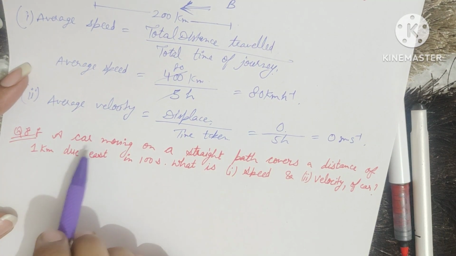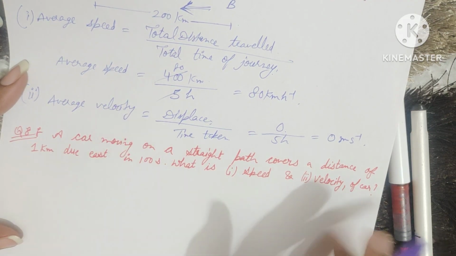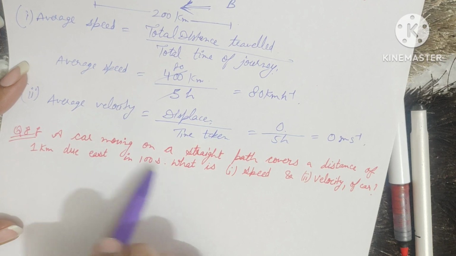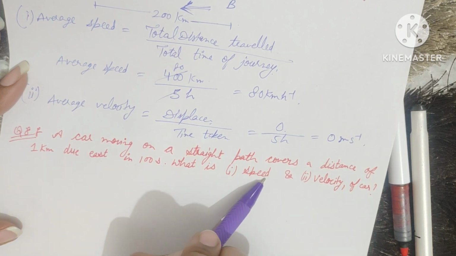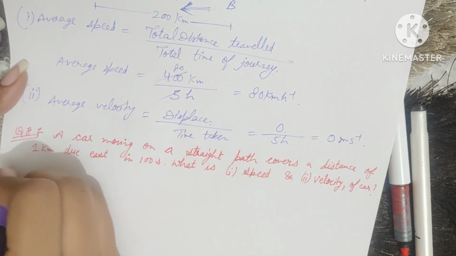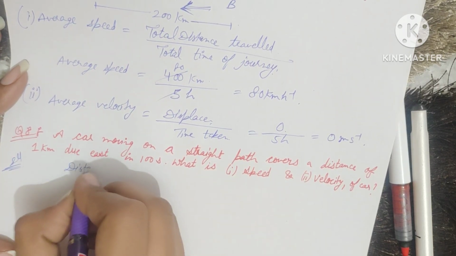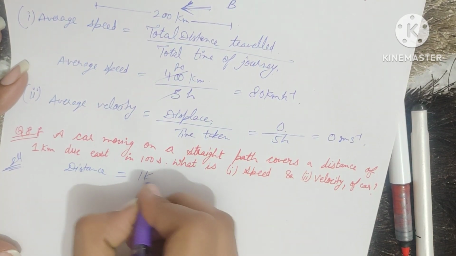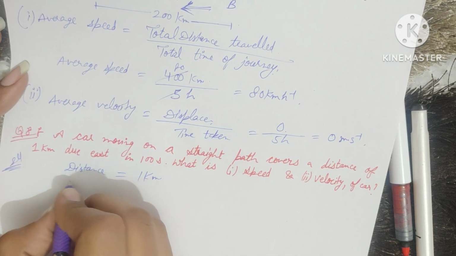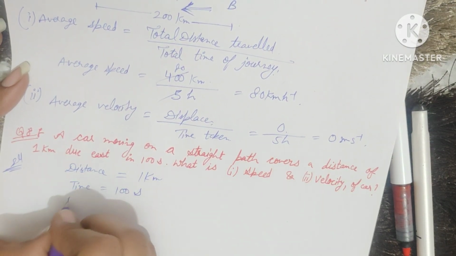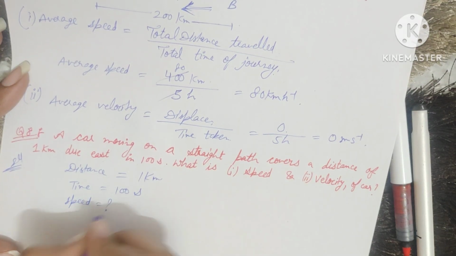Question number 8 is, a car moving on a straight path covers a distance of 1 kilometer due east in 100 seconds. What is the speed and what is the velocity of the car? Firstly, we are going to write what are the things given. The distance covered by the car is 1 kilometer. And in how much time? It is in 100 seconds. We need to find the speed firstly.